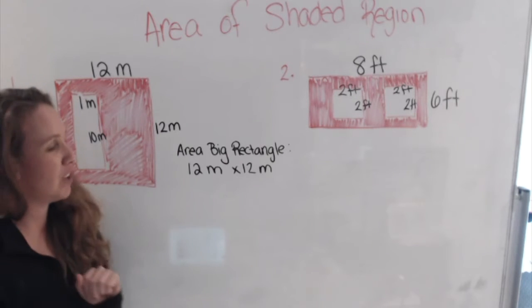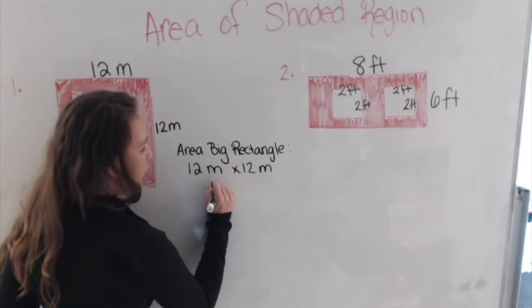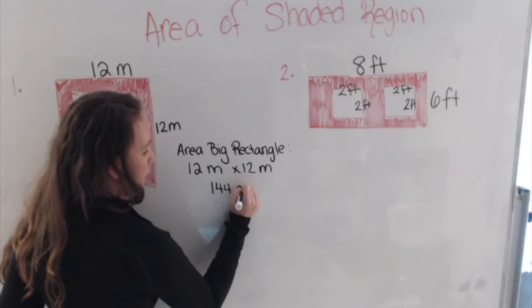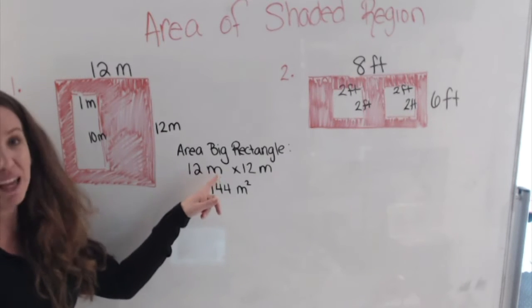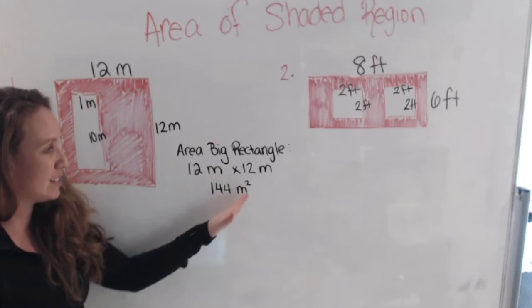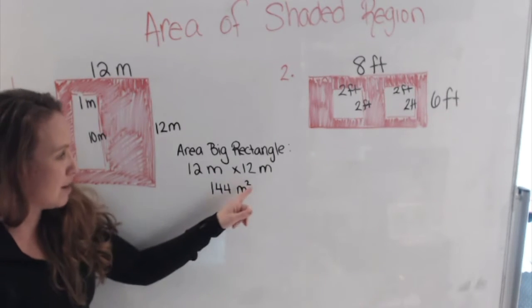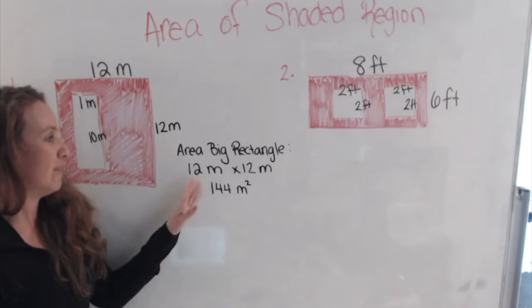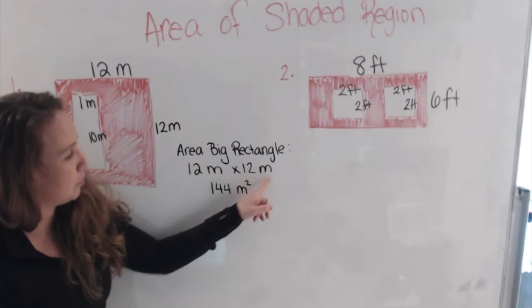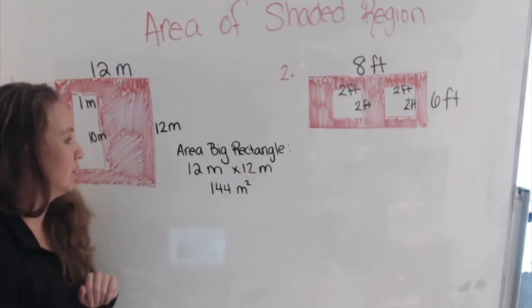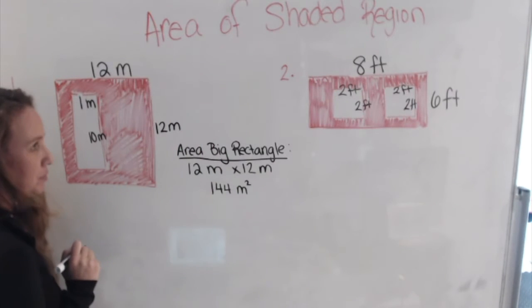It's 12 meters times 12 meters, which gives us 144 meters squared. And if you don't remember, whenever we multiply a unit times itself, it's squared because the number up top tells us how many times we multiplied it. So all we have to do is 12 times 12, which is 144, and meters times meters, which is meters squared. So we have the area of the big rectangle.